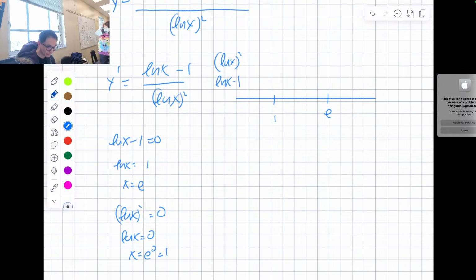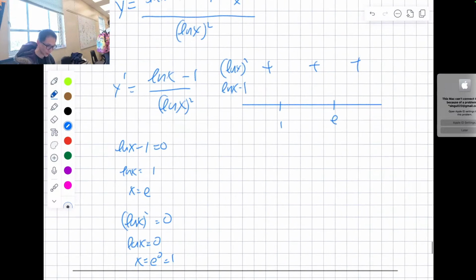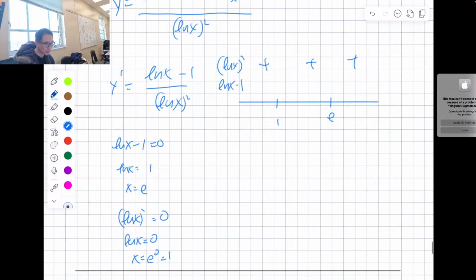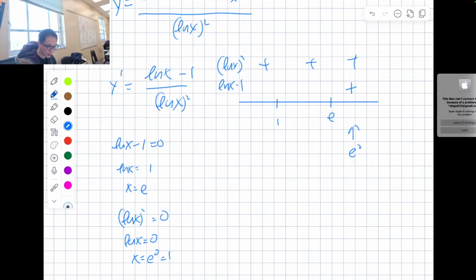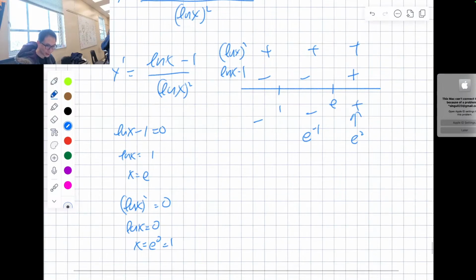Now I'm gonna plug in. Anything is always gonna be positive for the first one. If I plug in something greater than e, let's say e squared, this is gonna be 2 minus 1, so it'll be positive. Now if I do less than e, I can do e to the -1, and that will give you -2. So both are gonna be negative. So it'll be negative, negative, positive. So this is gonna be a relative min.